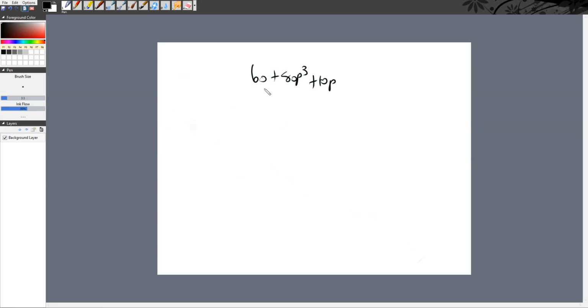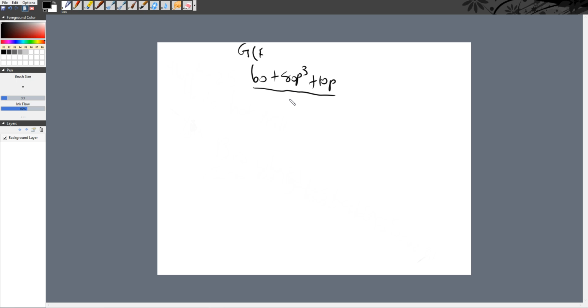60 plus 80p cubed plus 10p. For this factoring equation, we need to find the GCF, the greatest common factor. The greatest common factor is what every number can be multiplied by, or what can be divided by and equal a whole number.